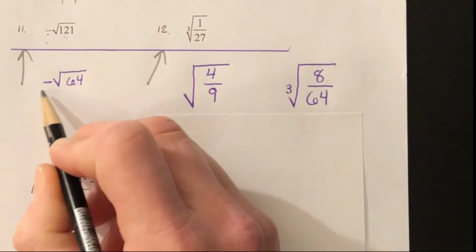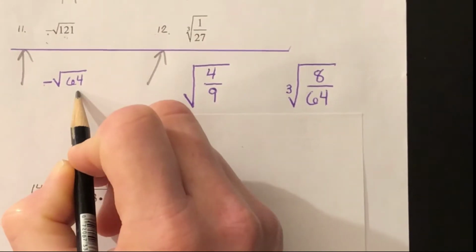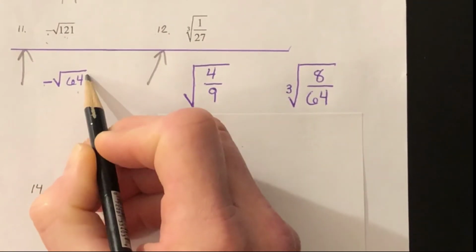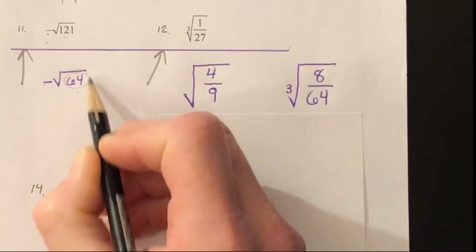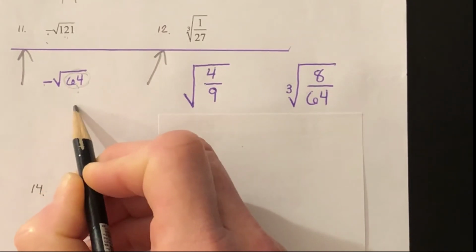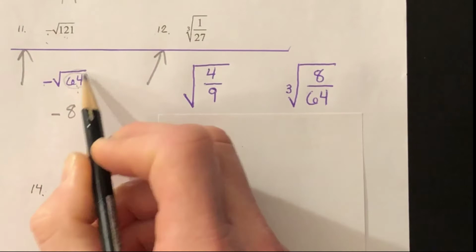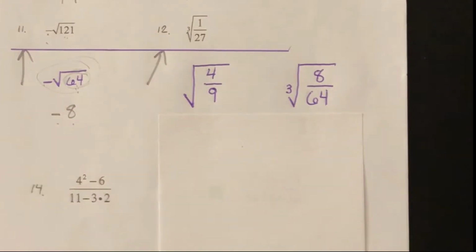Now, I have negative square root of 64. I'm finding the square root of just the 64. So when I'm finished, that'll be 8, but I still need to bring down the negative. So the value of that is negative 8.